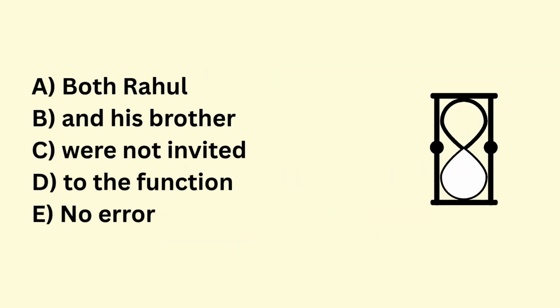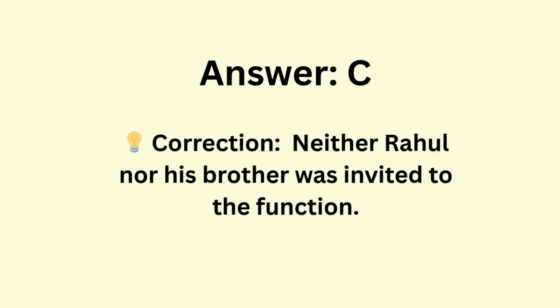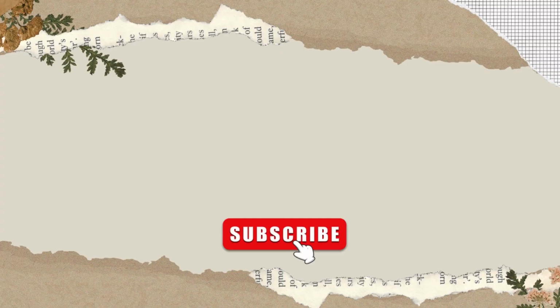Last question, both Rahul and his brother were not invited to the function. So the correction is in C part. It should not be were not invited because after both we need not use not. So the correction is neither Rahul nor his brother was invited. Also the verb, which is were, is incorrect because here both are singular subjects, so we need to use a singular verb. So the sentence should be neither Rahul nor his brother was invited to the function.